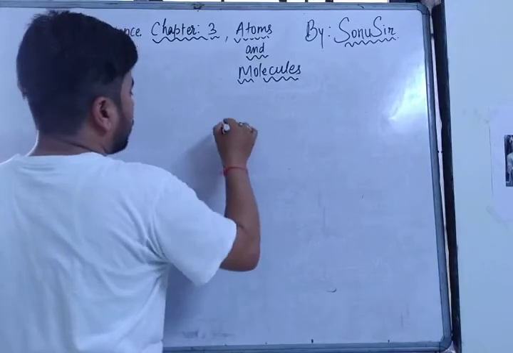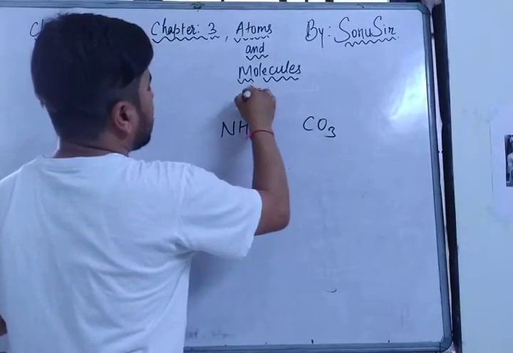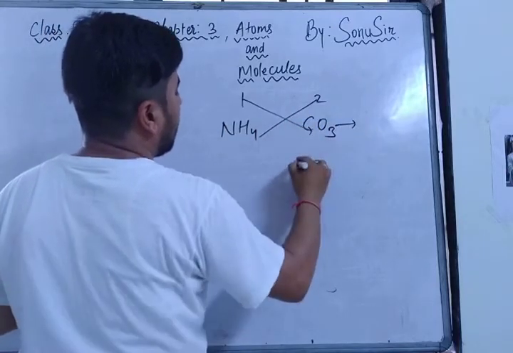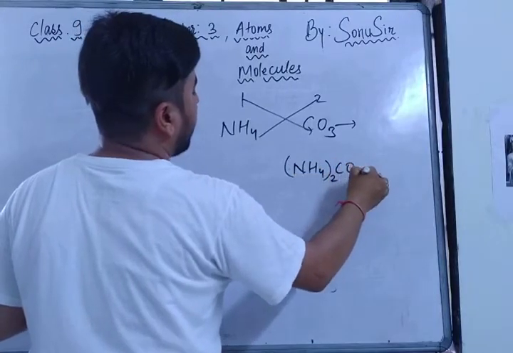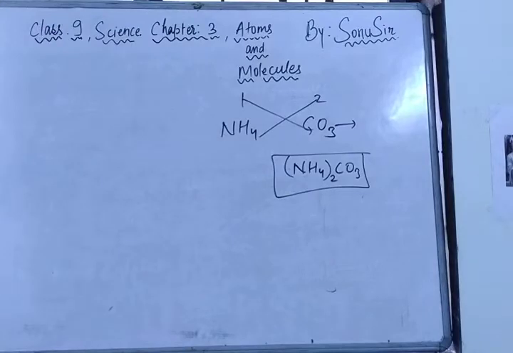Ammonium is NH4 and carbonate is CO3. Ammonium valency 1, carbonate valency 2. So what will be the chemical formula? (NH4)2CO3. If anybody asks you what this compound is known as, then what will you say? It is known as ammonium carbonate.